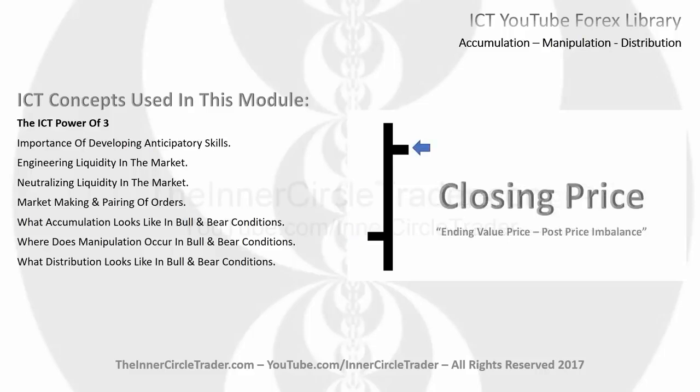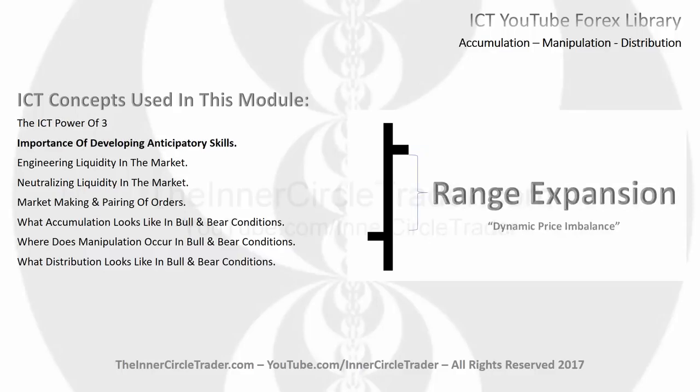The closing price is the ending value price post-price imbalance. The portion that makes up the range between the open and close is referred to as range expansion, and this is a dynamic price imbalance. Now this can be a bullish or bearish imbalance relative to the open, but for example's sake, our first one's going to be referring to a bullish up close.